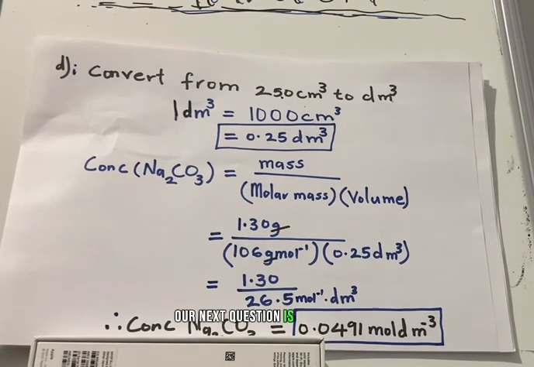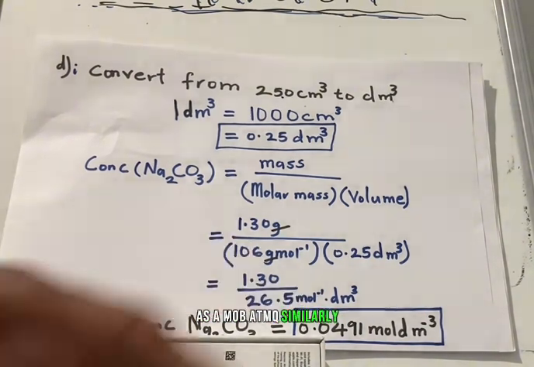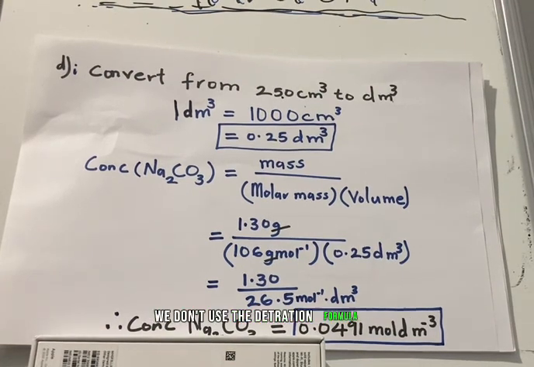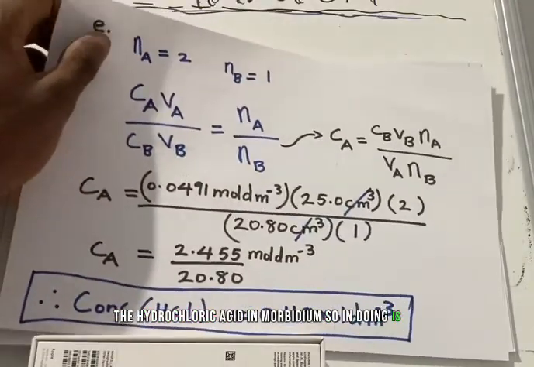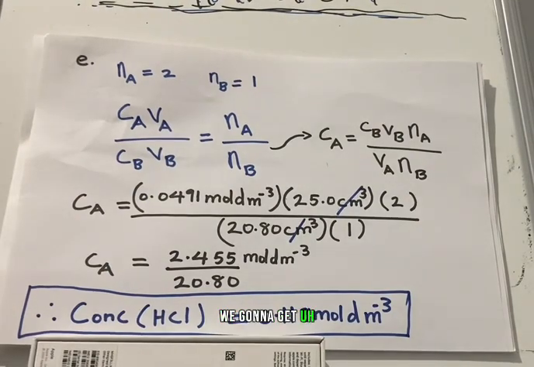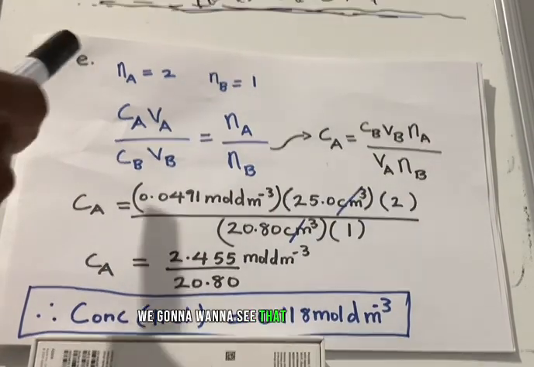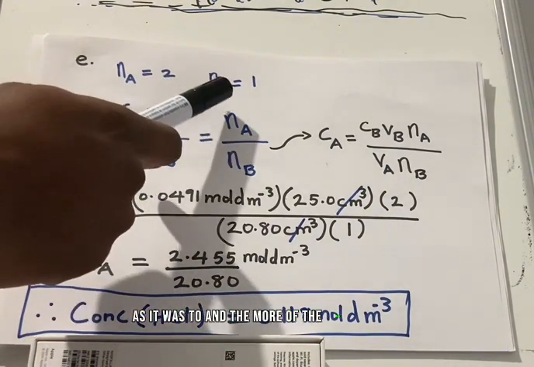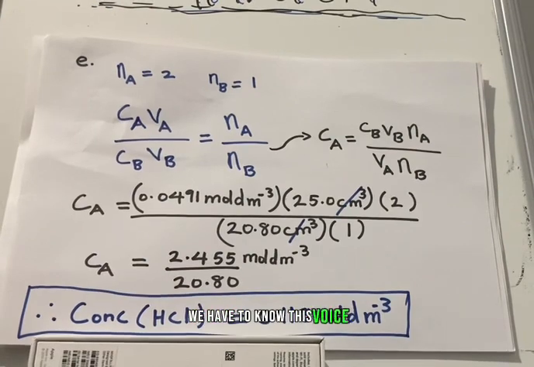Our next question is asking us to calculate the concentration of the hydrochloric acid in mole per dm³. Similarly, in this case, we're going to use the titration formula in calculating the concentration of the hydrochloric acid in mole per dm³. We're going to say that from the reaction, the mole of the acid was 2 and the mole of the base was 1. We have to know this first, because we don't want to forget. We're going to use it.